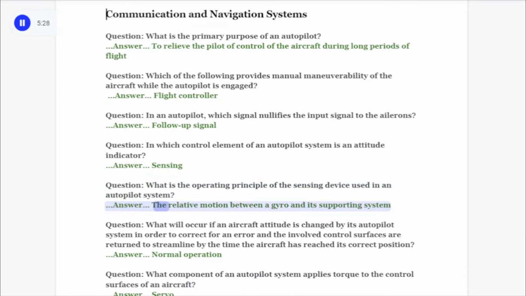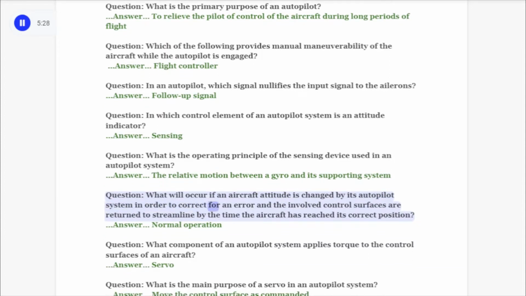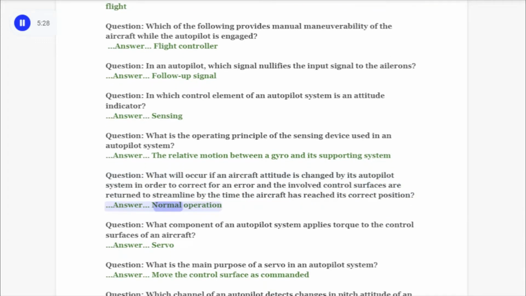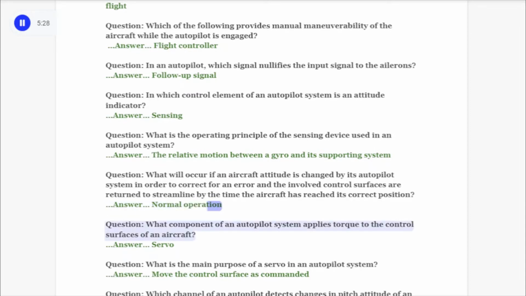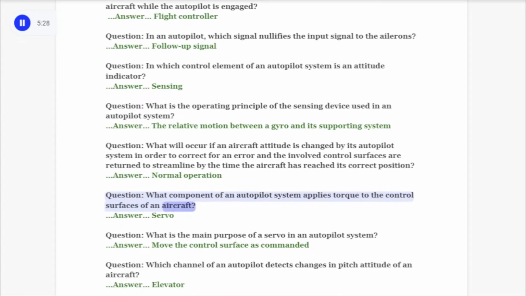Answer: the relative motion between a gyro and its supporting system. Question: what will occur if an aircraft attitude is changed by its autopilot system in order to correct for an error and the involved control surfaces are returned to streamline by the time the aircraft has reached its correct position? Answer: normal operation. Question: what component of an autopilot system applies torque to the control surfaces of an aircraft?